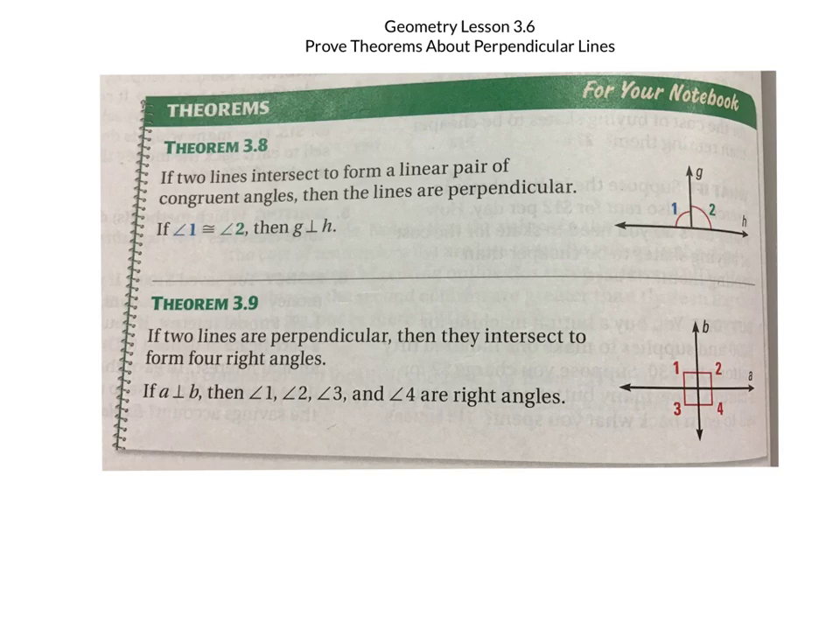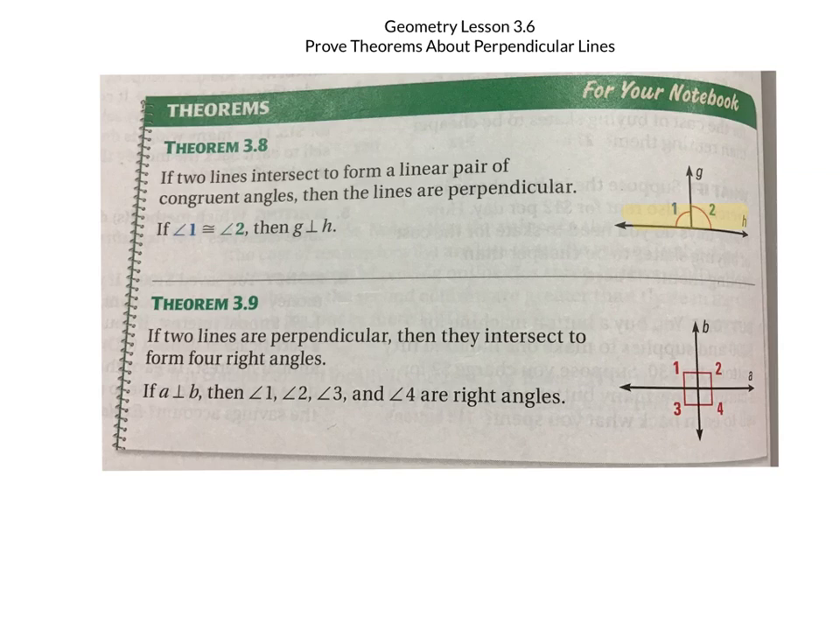So, Theorem 3.8 tells you if two lines intersect to form a linear pair, whenever you hear the word linear pair, think on the same line. They are next to each other on the same line. Of congruent angles, then the lines are perpendicular. See how you have the linear pair here? Linear pair next to each other forms a perpendicular line because these two angles will have the exact same measurement.